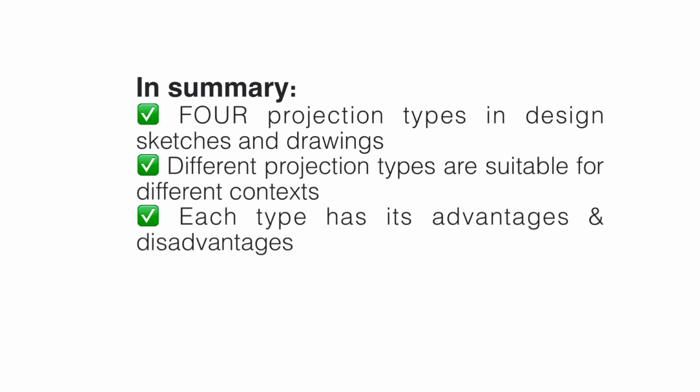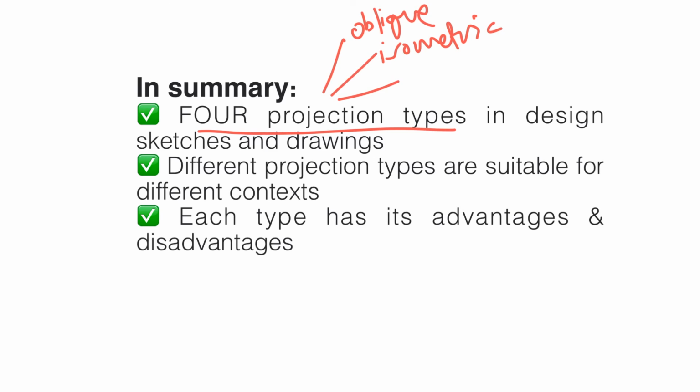So to summarize, what we have done so far for this particular lesson is to understand the 4 projection types in design sketches and drawings, namely the oblique, the isometric, the perspective, and lastly the orthographic projection.